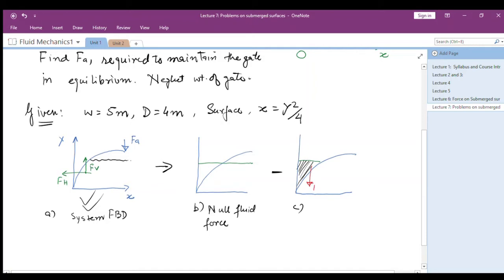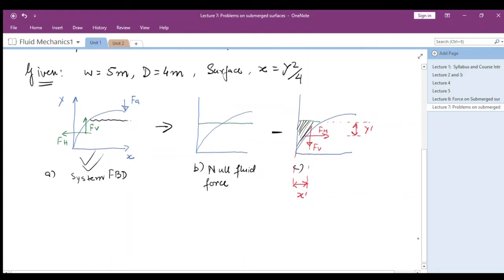reversed, your vertical force and your horizontal force. Okay, now the location of your horizontal force would be y dash, the location of the vertical force would be x dash. So you can change your problem, which is here, into an equivalent system like this. You can do that also.